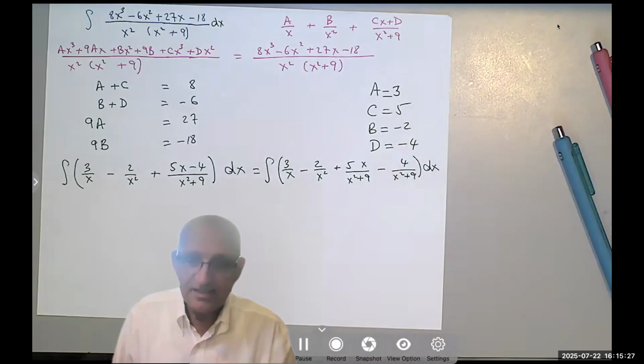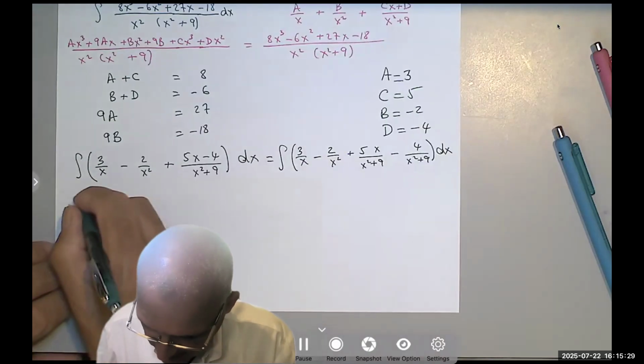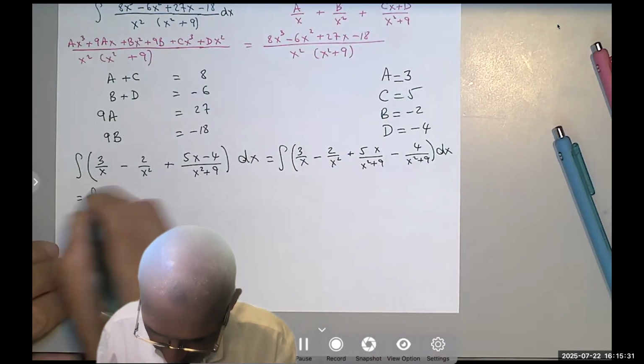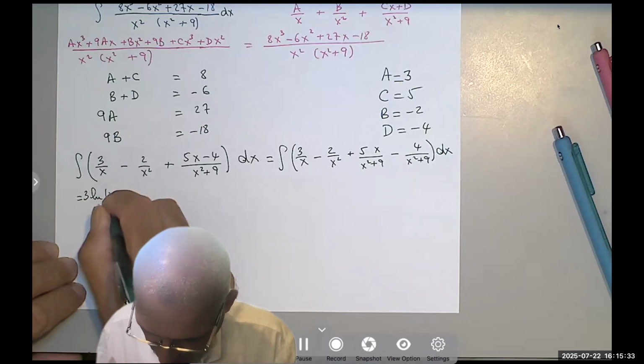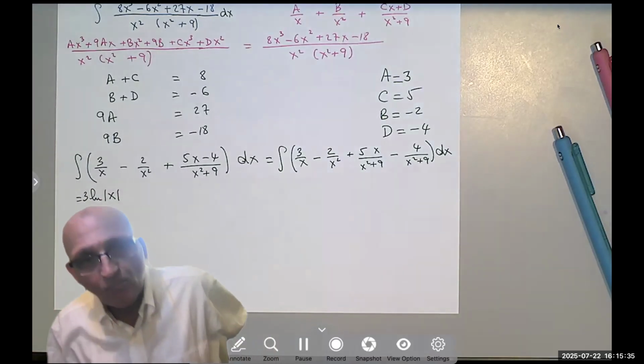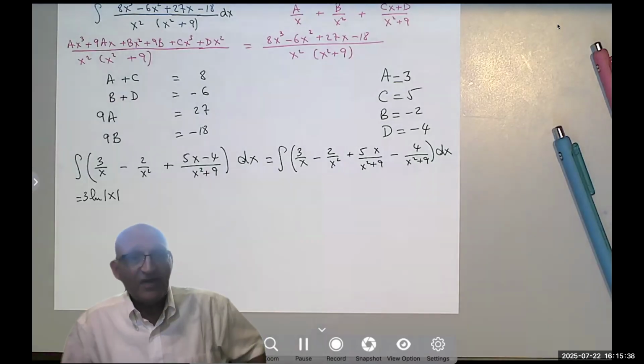The first one, we already did that before, so that's 3 times the natural log of the absolute value of x, which is the natural log of x cubed.